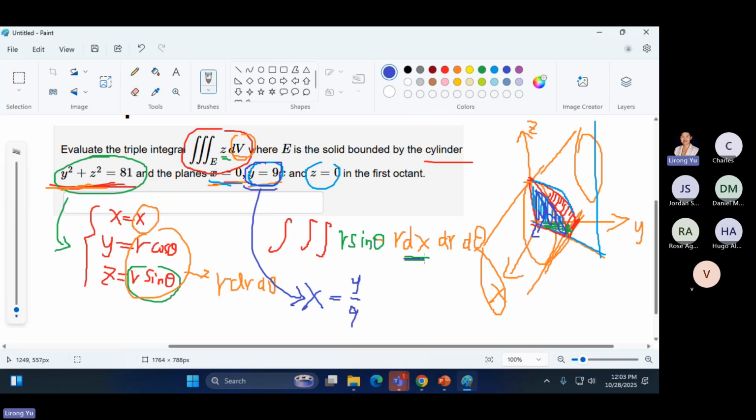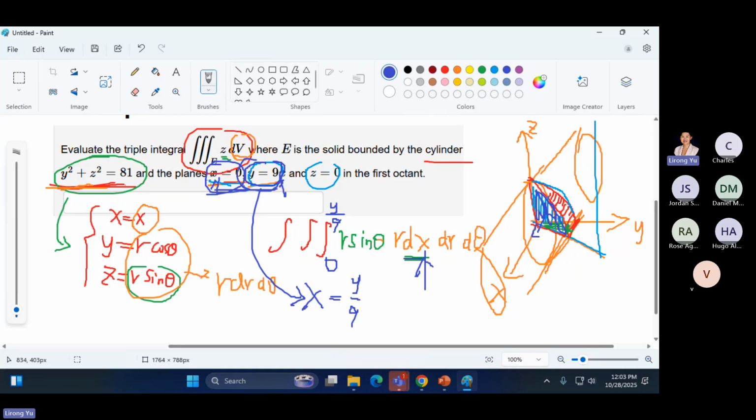Okay, so for the x value, the lower boundary is x equal to 0, and y equal to 9x provides the upper bound for the x value. So 0 is the lower bound and y over 9 will be the upper bound for the x value. That's why I'm solving for x, to find the x value from these two equations.